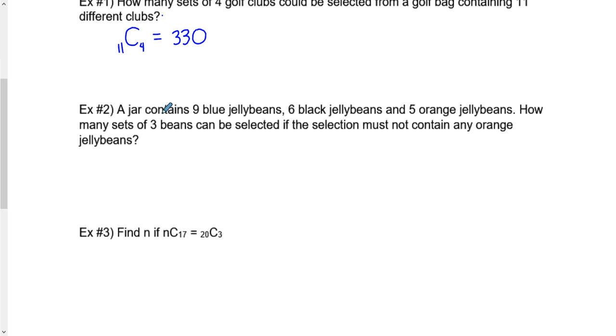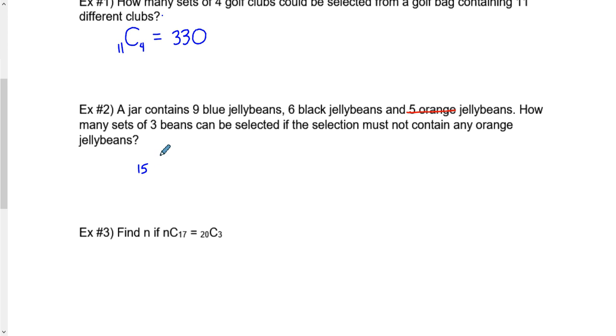Okay. A jar contains 9 blue jelly beans, 6 black jelly beans, and 5 orange. How many sets of 3 jelly beans can be selected if the selection must not contain any orange jelly beans? So this is adding a little bit of a trick question, just adding in a bit that you need to be careful. We don't want any orange, so we're not even going to consider the orange in here.